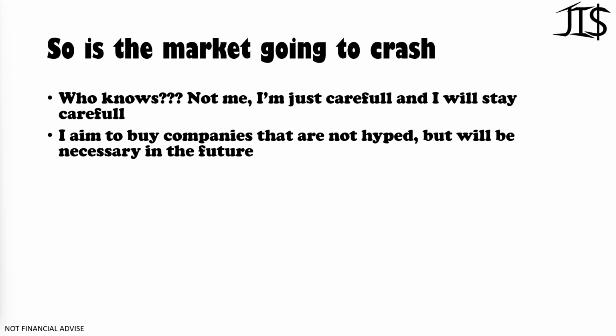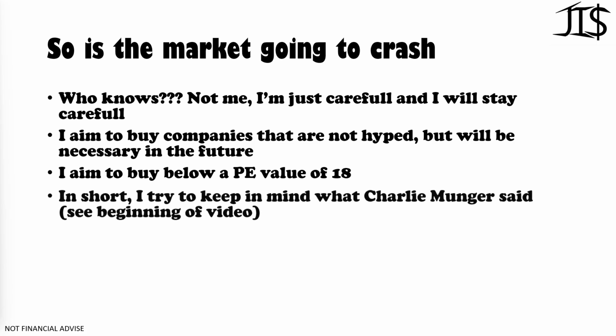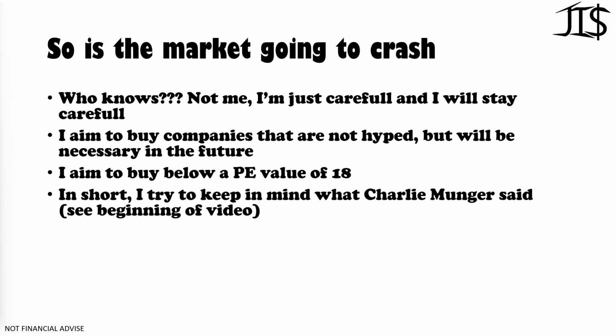I should ask our lady responsible for paying out the wages. And I have a rule that I don't buy above a PE ratio of 18. I can't calculate the Shiller's PE ratio, so I'm just sticking to my PE ratio calculation, the 4 PE, with the growth rate that I think the company is going to have. So, in short, I try to keep in mind what Charlie Munger said in the beginning of the video.